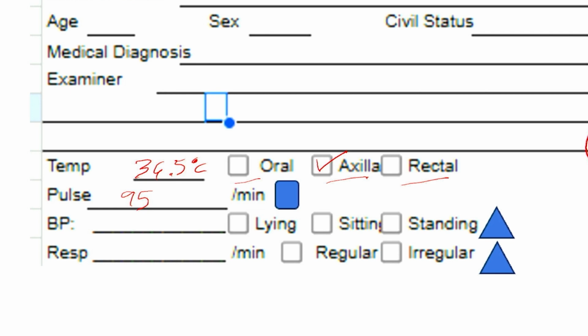For the blood pressure, depending on when you took the blood pressure, did you let the patient do the standing position, sitting position, or lying position? I'm sure that you put the patient in a sitting position, so just put a check mark there. And of course, the BP here is 120/80 millimeters of mercury. And of course, we have the respiratory rate, assuming that we got 20 breaths per minute. Is this regular or irregular? It's up to you. I'm going to put a check mark on that one.